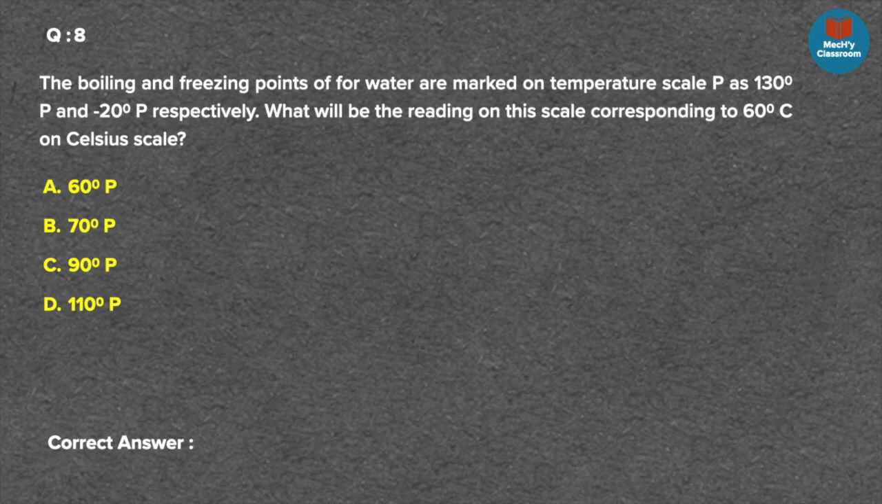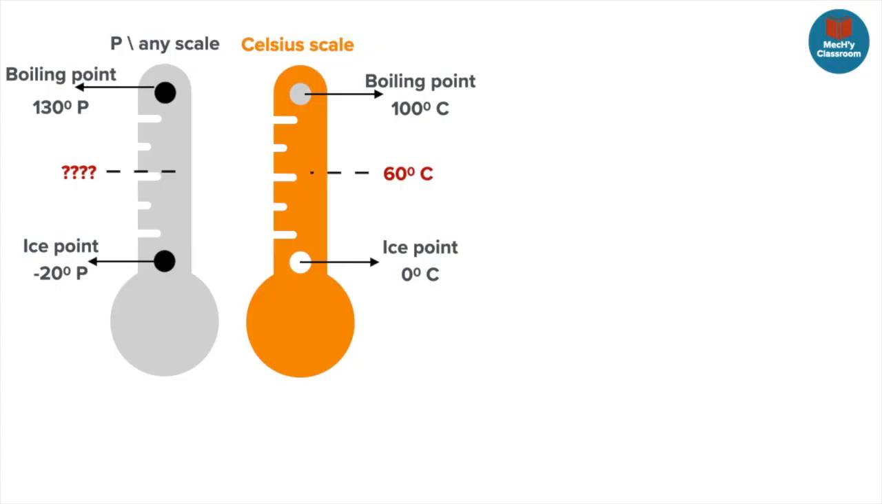The boiling and freezing points for water are marked on temperature scale P as 130 degree P and minus 20 degree P respectively. What will be the reading on this scale corresponding to 60 degrees Celsius on the Celsius scale? Correct option is A. We will see how to solve.